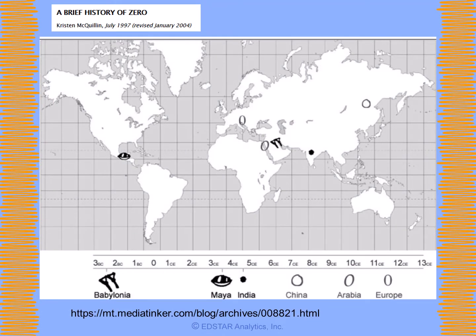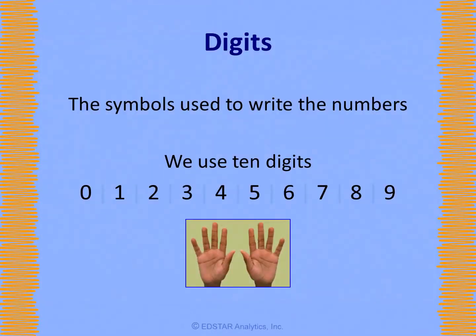Here is a map with a timeline that shows that different cultures first introduced the idea of 0 at different times. It's important for students to understand the difference between digits and numbers. And that blends for a lot of students, where they think those two terms are synonymous. We have 10 digits, and we can write many numbers with those digits.